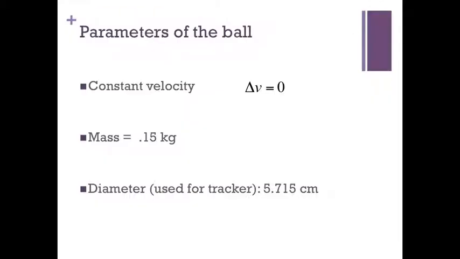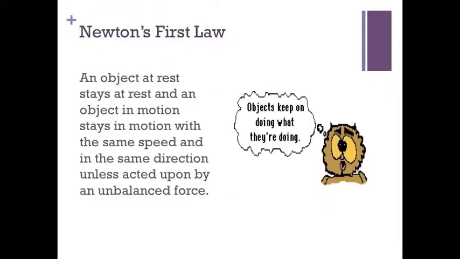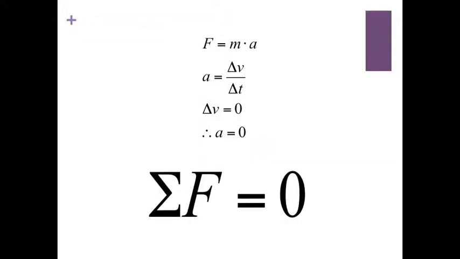Now, observing these basic parameters of the ball, we see that the constant velocity results in no change in velocity, which means that there's no unbalanced force acting on the ball based on Newton's first law. We also see this applied in Newton's second law, which shows that because there's no change in velocity, there's no acceleration, which means there's no force acting on the ball.